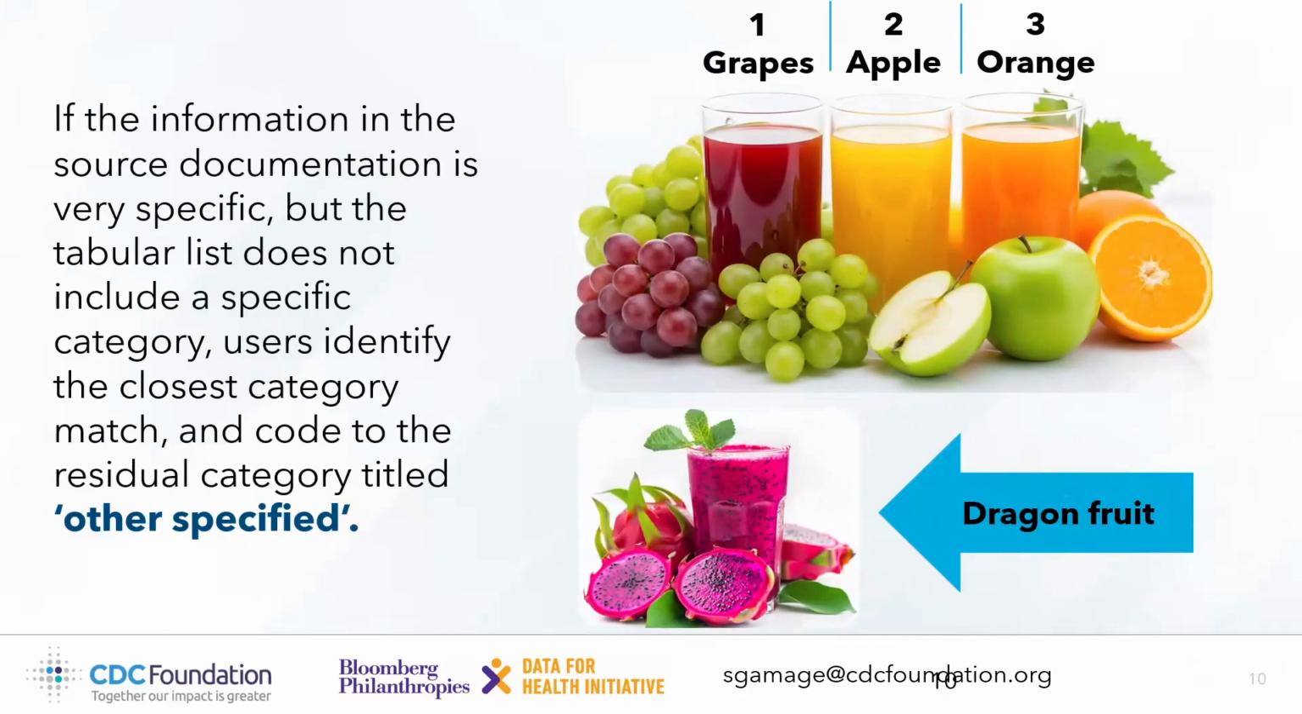If the information in the source documentation is very specific, but the tabular list does not include a specific category, users identify the closest category match and code to the residual category titled Other Specified, similar to the other specified type of fruit juice, which is dragon fruit juice, which is not in the list.